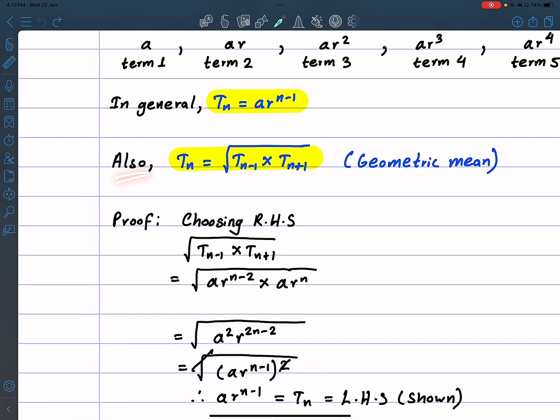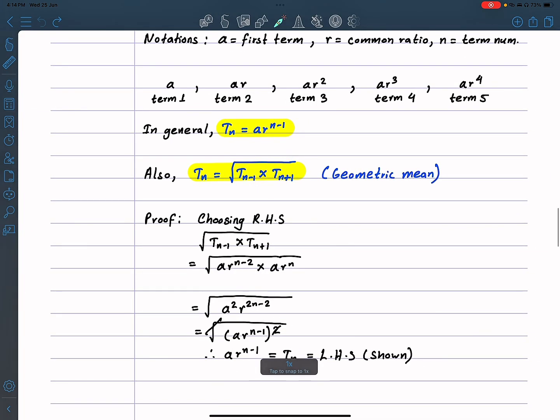Like the arithmetic series, there's also a relation between T of n and the previous term and the next term. And that is found by the geometric mean. So T of n is simply given by the geometric mean of the previous term and the next term. What's the proof of this?